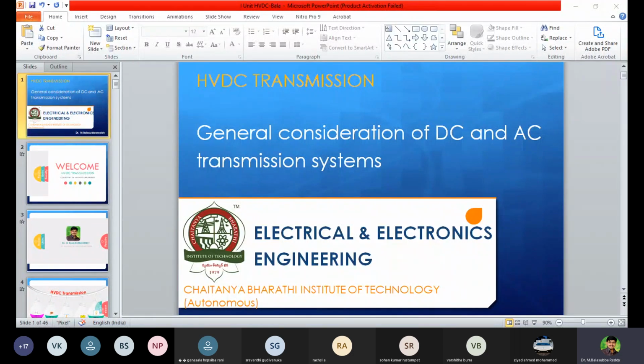But in high power ratings we will deal with this, that's why generally we prefer a 12 pulse converter. Two 6 pulse converters connected in series form a 12 pulse converter. So this one is another unit.